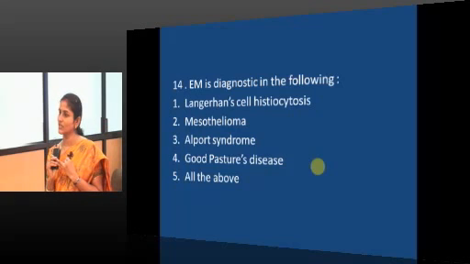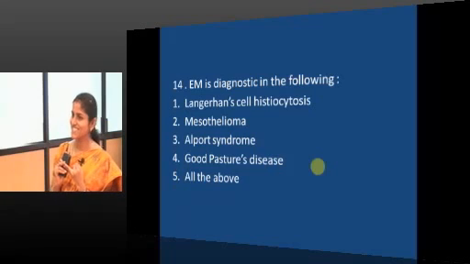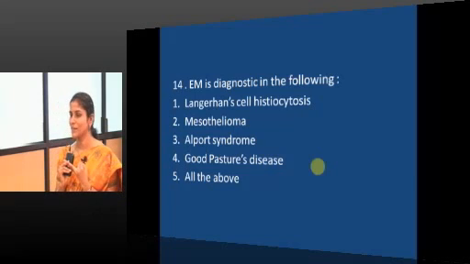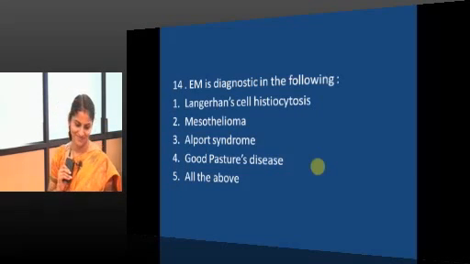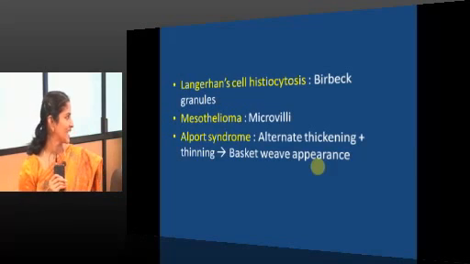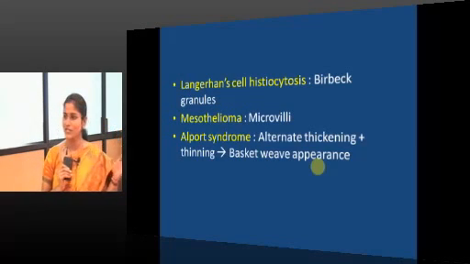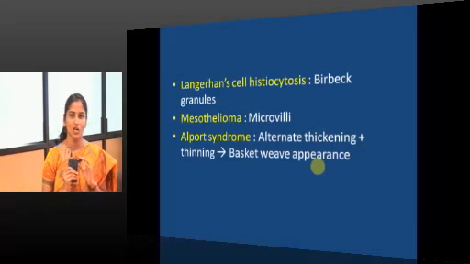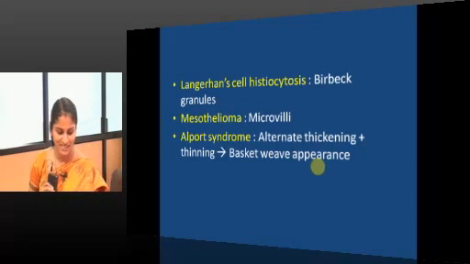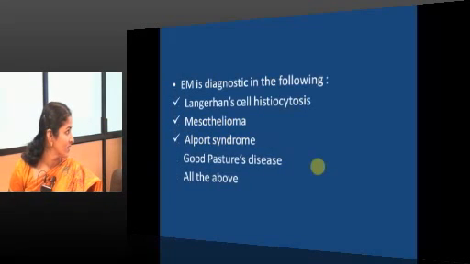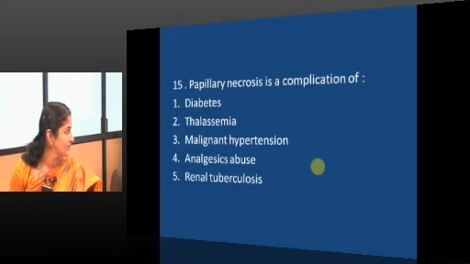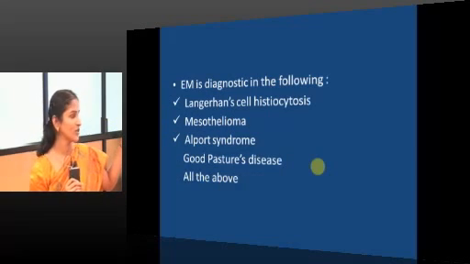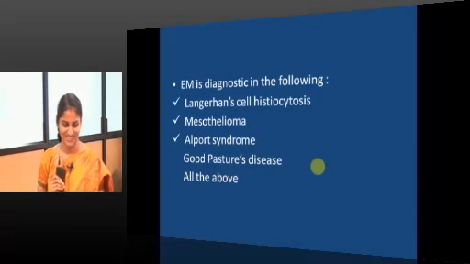Basket weave appearance you will see in immunofluorescence, not in electron microscopy. Goodpasture's? No. Yes, Goodpasture's, what will you see? The presence of antibodies, deposition of antibodies along the membrane. So, Langerhans cell histiocytosis, Birbeck granules; mesothelioma, presence of microvilli; and Alport syndrome, alternate thickening and thinning resulting in basket weave appearance. So, it is diagnostic. Actually, electron microscopy will be diagnostic in Alport syndrome.